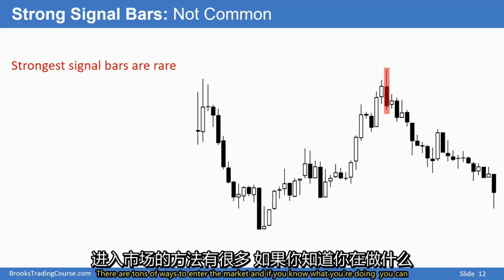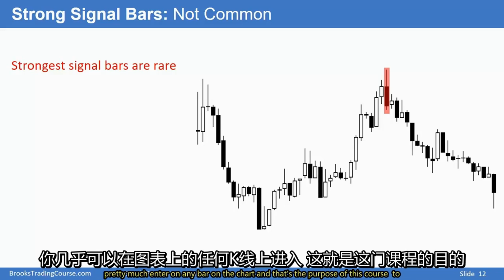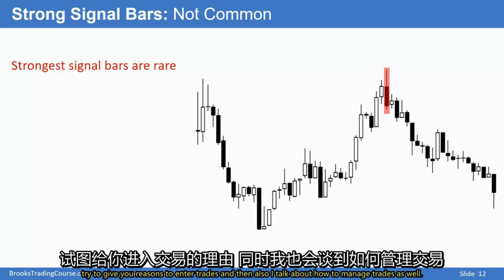There are tons of ways to enter the market, and if you know what you're doing, you can pretty much enter on any bar on the chart. And that's the purpose of this course, to try to give you reasons to enter trades, and then also I talk about how to manage trades as well.